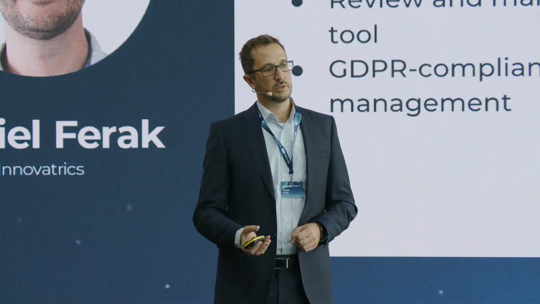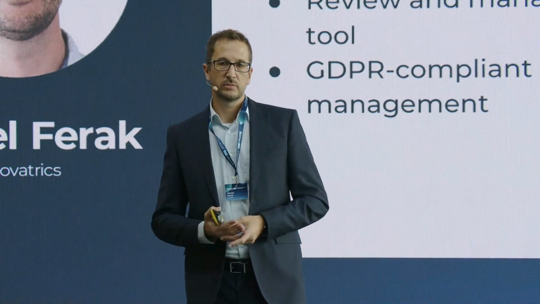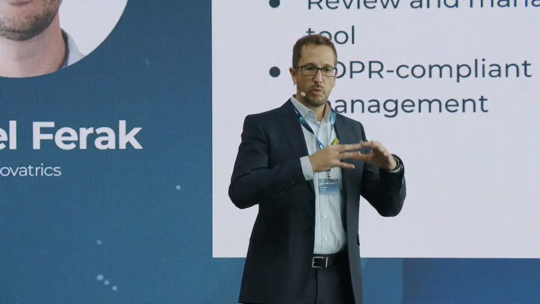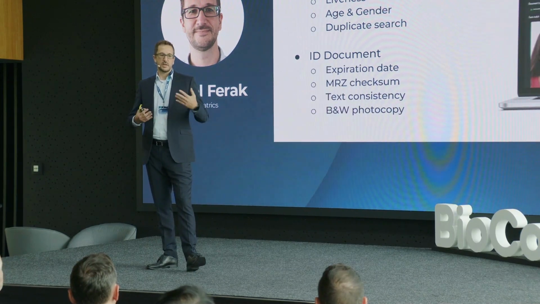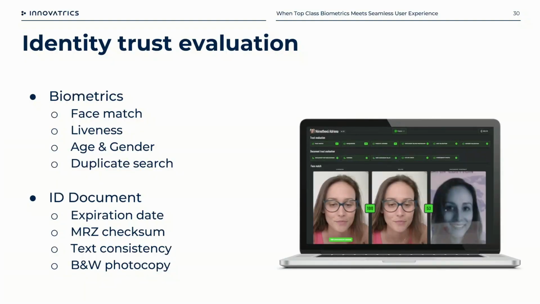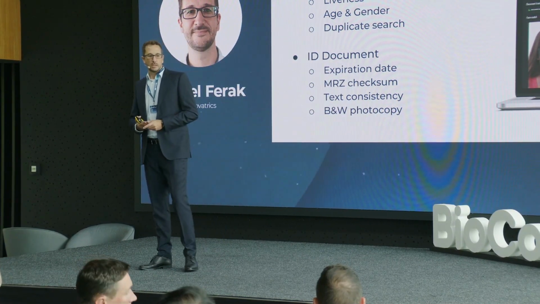Okay, and I already mentioned the Dot Trust platform, which now allows us really to go even further. So first of all, as I said, we redesigned the API, and we currently are able to evaluate each onboarding. That's because we added a state into the onboarding process. We added a database into the onboarding process, so we can remember more about one particular session of onboarding. And based on that, we can really provide you with something we call trust factors. And this is just a start. So of course, the obvious biometric trust factors like face match and liveness detection, but also other interesting things like age and gender verification. So we can estimate age from the face and compare it with the age on the document, same with the gender.